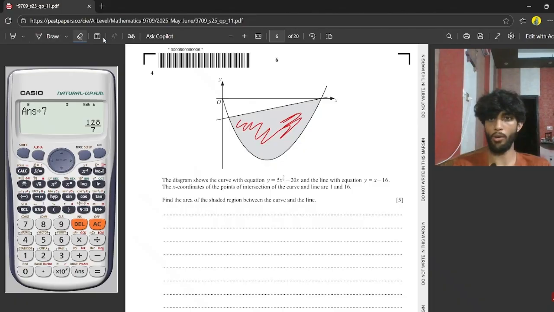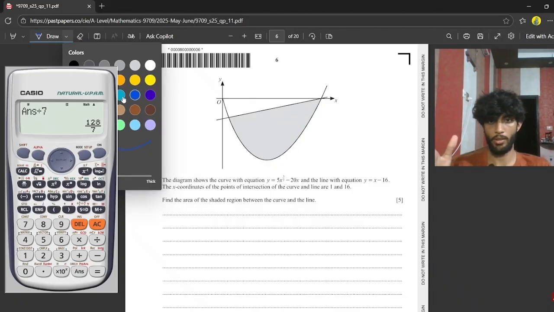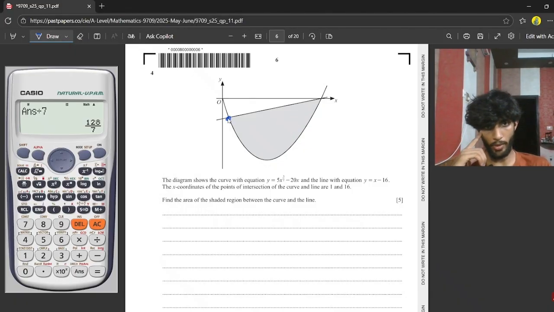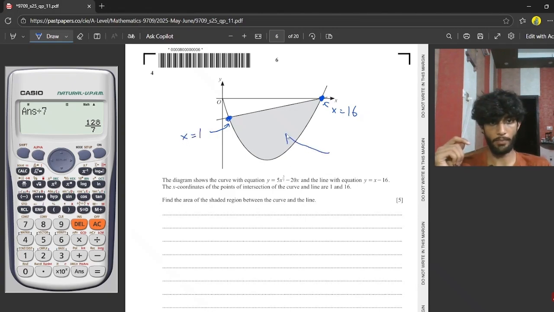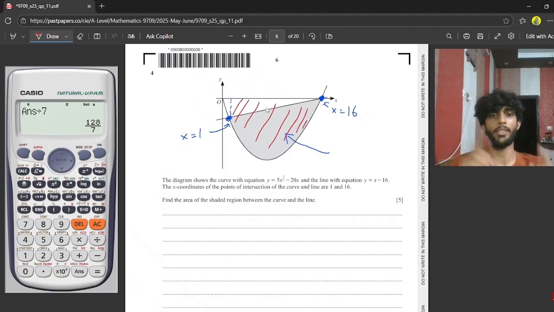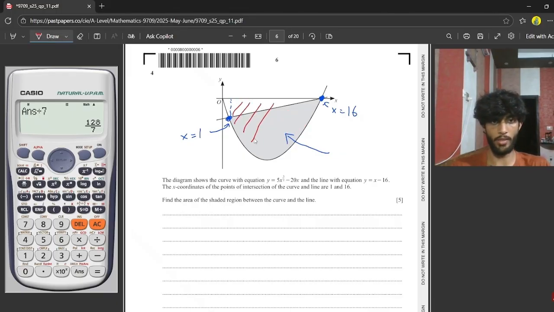How we can do this is, this would be the first point of intersection, this would be the second point of intersection. So this one is going to be x equals 16. This one is going to be x equals 1. Then if we integrate this for this area, we're going to get all of this area right here. And this is going to be negative. Why is it going to be negative? Because the curve and the line are both under the x-axis. So this is going to be a negative area, and we are going to take the modulus of it, or the positive value of it. Okay?